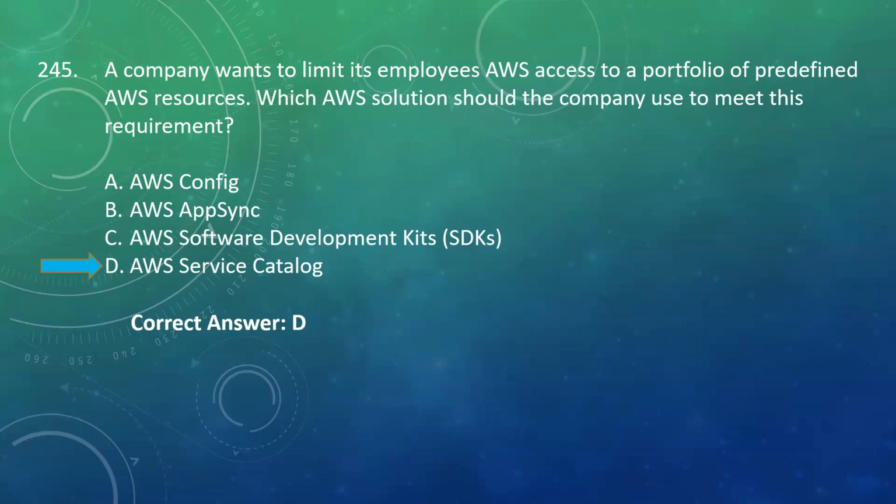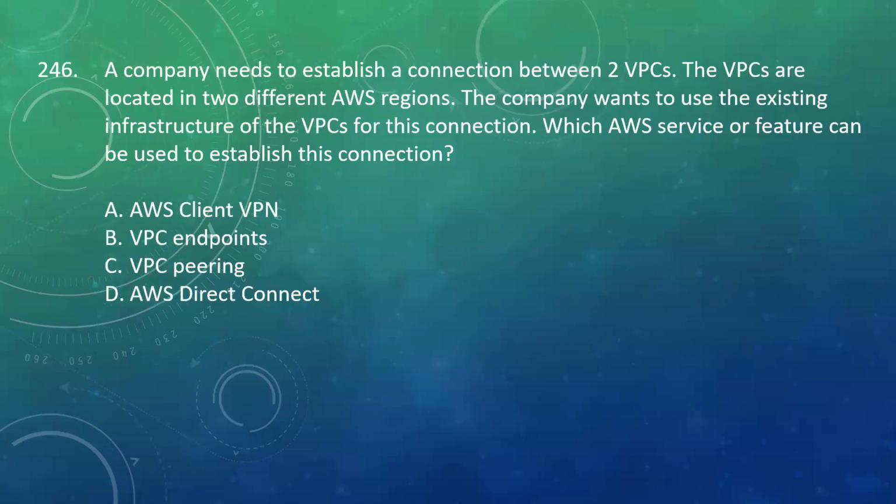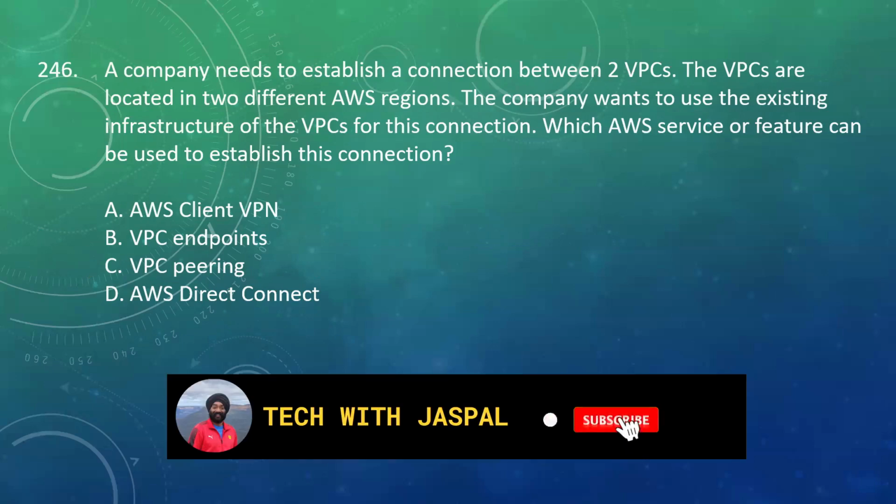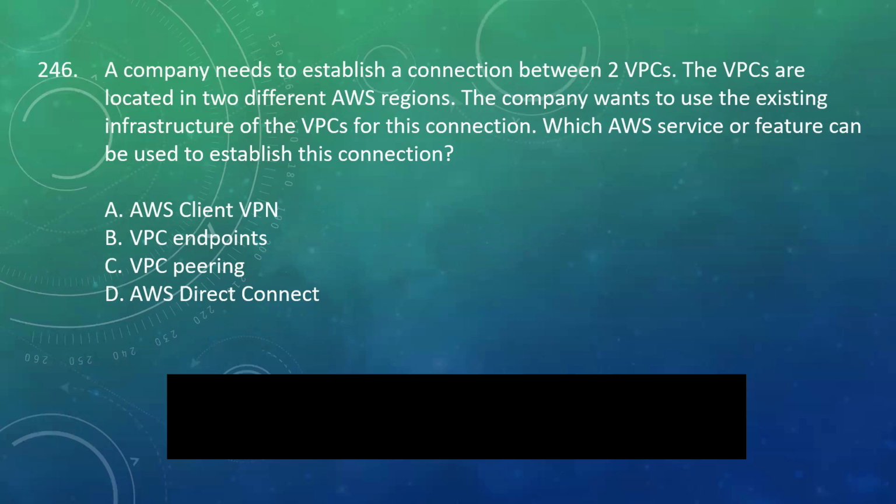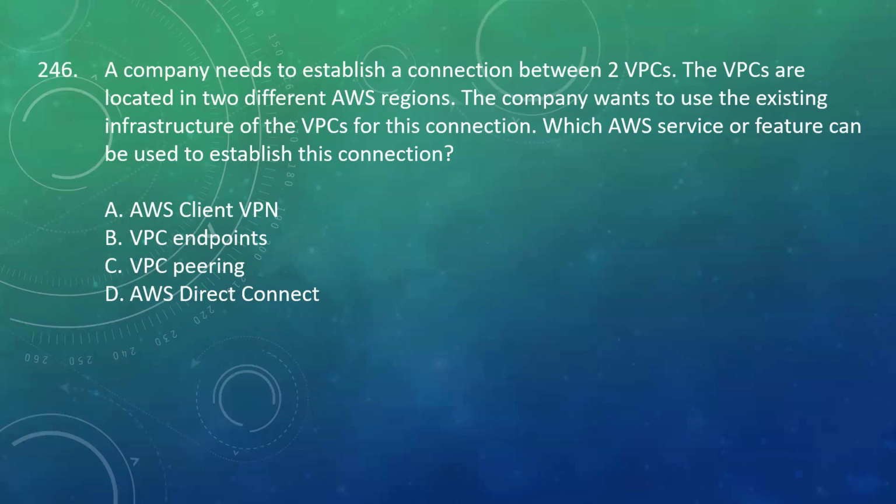Question number 246 of the series. A company needs to establish a connection between two VPCs. The VPCs are located in two different AWS regions. The company wants to use the existing infrastructure of the VPCs for this connection. Which AWS service or feature can be used to establish this connection? Your options being AWS Client VPN, VPC endpoints, VPC peering, and AWS Direct Connect.